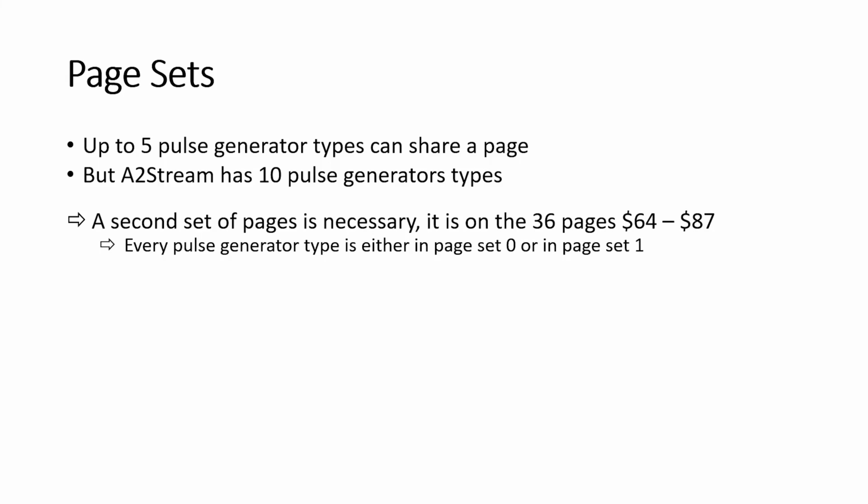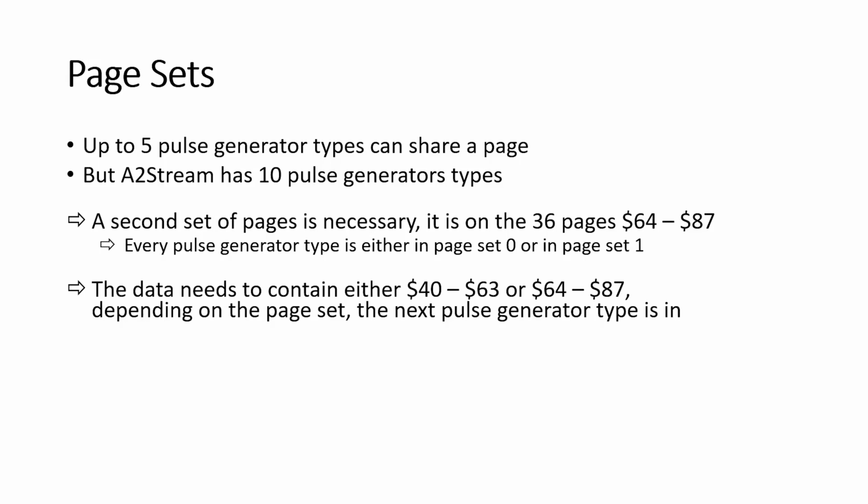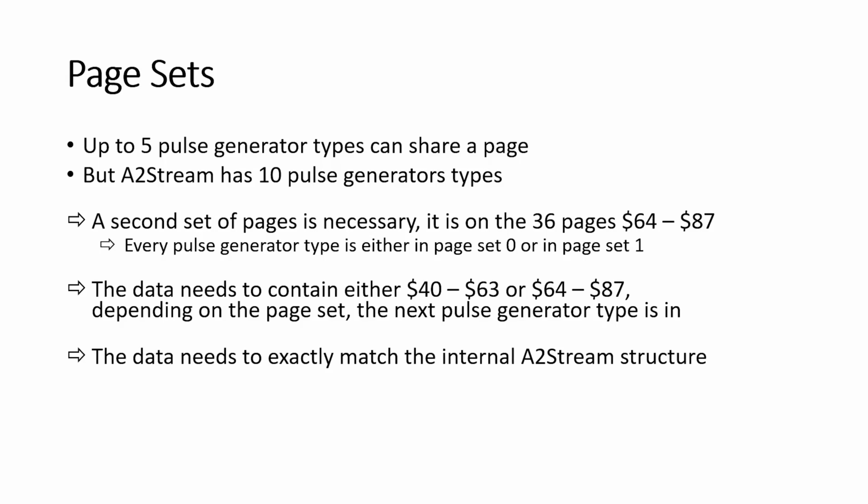It's on the 36 pages hex 64 to hex 87. Every pulse generator type is either in page set 0 or in page set 1. The data needs to contain either hex 40 to hex 63 or hex 64 to hex 87, depending on the page set the next pulse generator is in. So the data needs to exactly match the internal A2Stream structure.